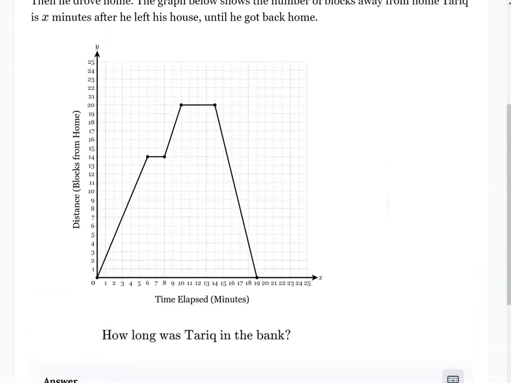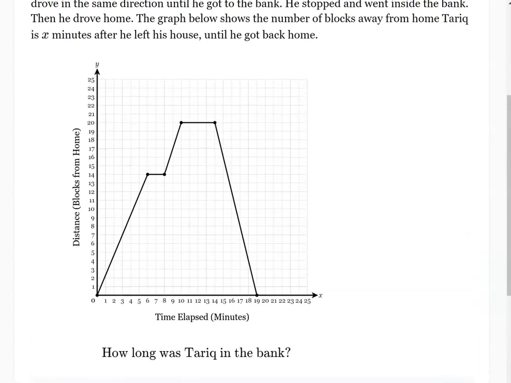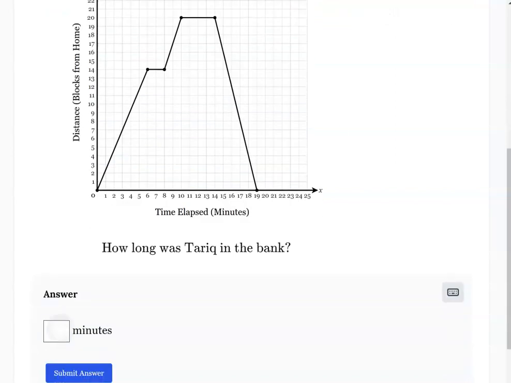How long was Tariq in the bank? Well, this was to the store, and this was to the bank. So this is how long Tariq was in the bank. We need to calculate this amount of minutes. So we traveled down to the x-axis to see that he started going to the bank at 10 and then came out of the bank at 14. So that's a change of 4 minutes. So we're going to type that in the answer box.